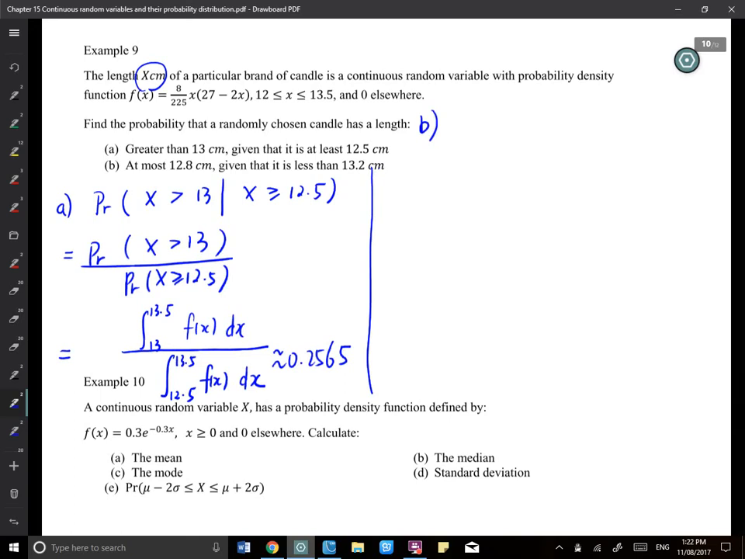2565. Okay, in B, it says at most 12.8. So at most, so X needs to be less than 12.8, and at most can equal 12.8, given that X is less than 13.2.